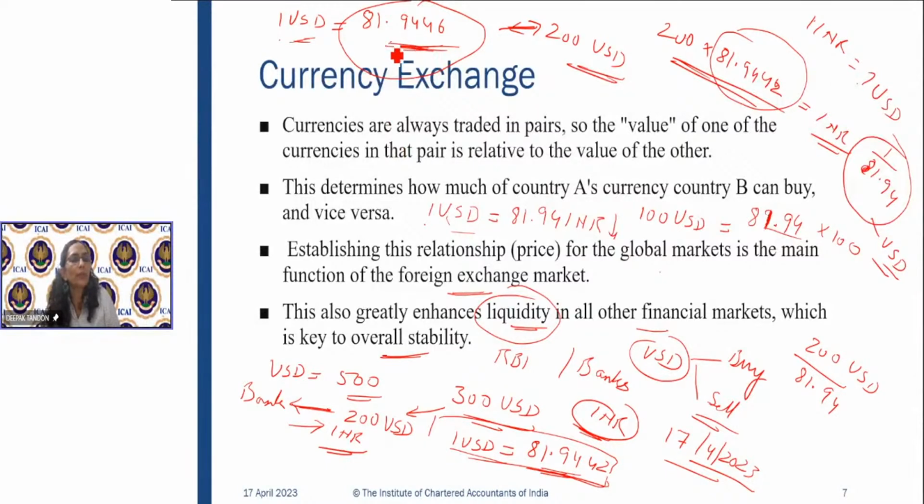rupees from you. If bank has to sell USD to you, if bank has to take you, borrow from you, then in that case बैंक क्या कोट करेगा? 442. Because इसमें बैंक को आपको INR देना है. Bank has to give you INR, isn't it? So this is the profit of the bank. This is the margin of the bank. Bank's margin is buying and selling का difference. Is margin of the bank.